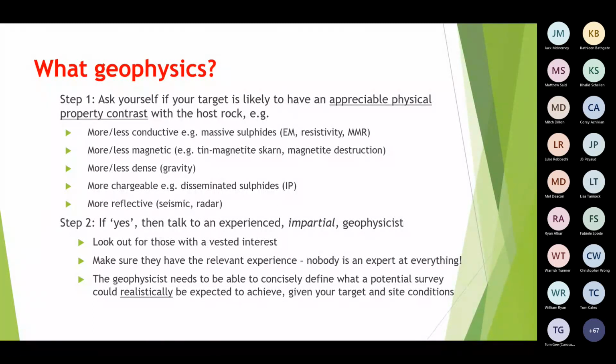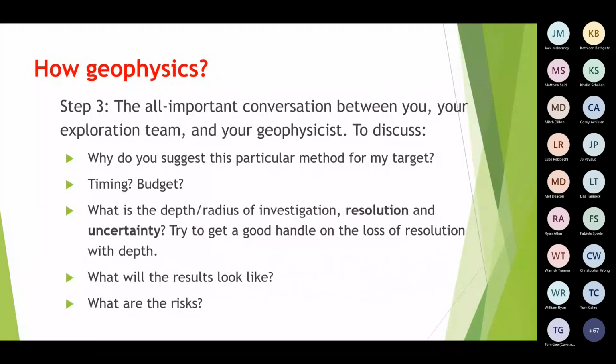So once you've worked out that you definitely need an EM or an IP survey because you think you're going to have mineralisation which is either chargeable or conductive, then you need to talk to an experienced geophysicist, one who's impartial and obviously experienced in that particular type of geophysics. And then you need to ask them questions. Your job is not to know these answers, but to actually ask these questions.